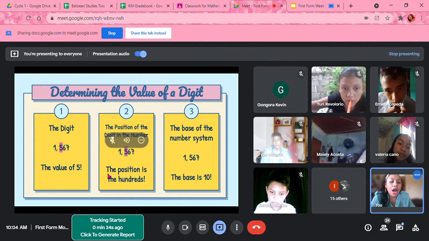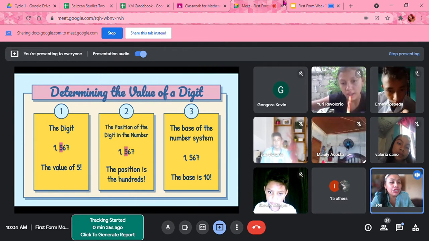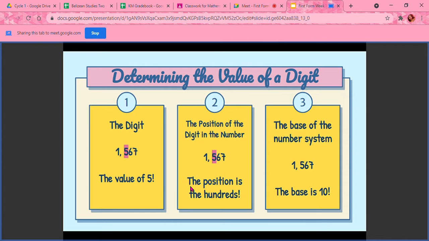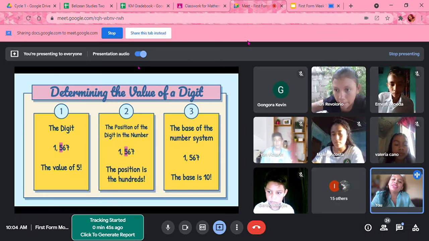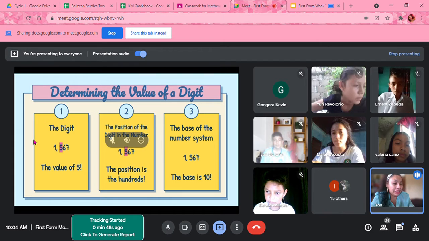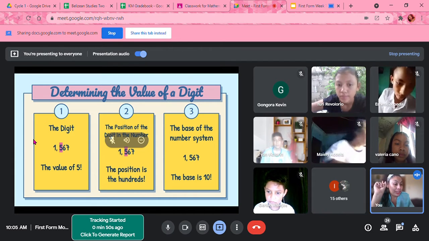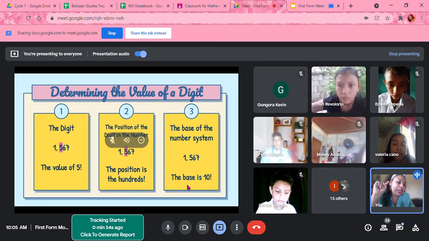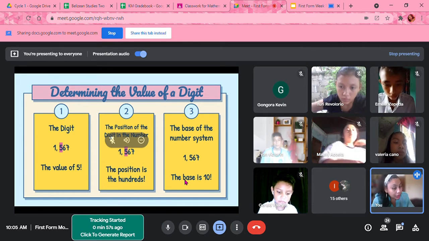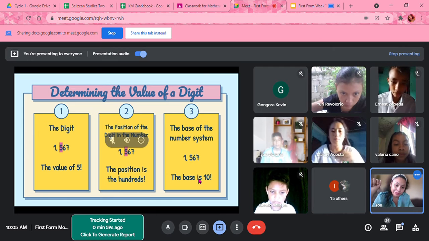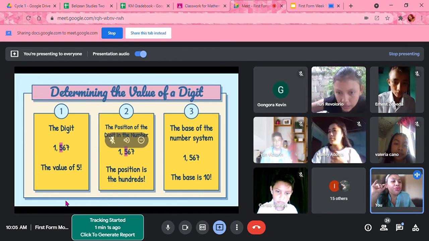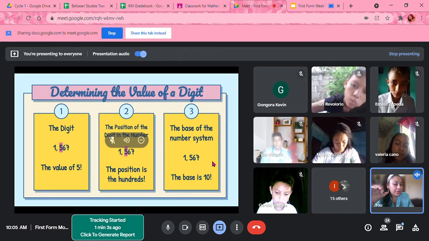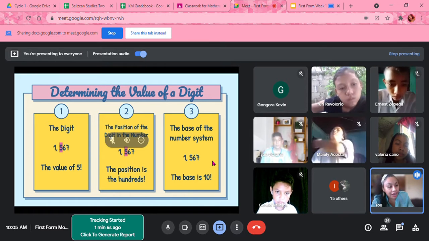You can also tell me the position, the place value. Okay, ones, tens, hundreds. So the 5 is in the hundreds place. And you can also tell me the base. And in this case, the base is 10. Alright? So 3 things that you can tell me about a digit and its value.